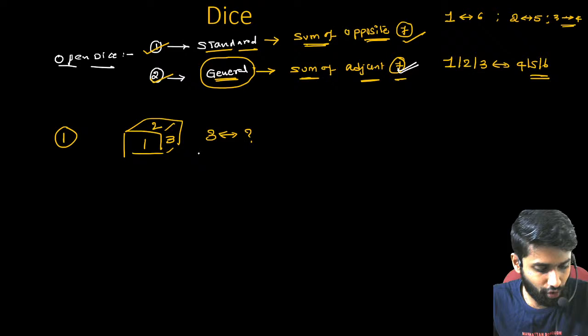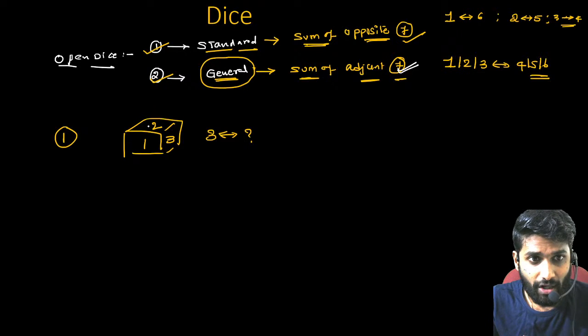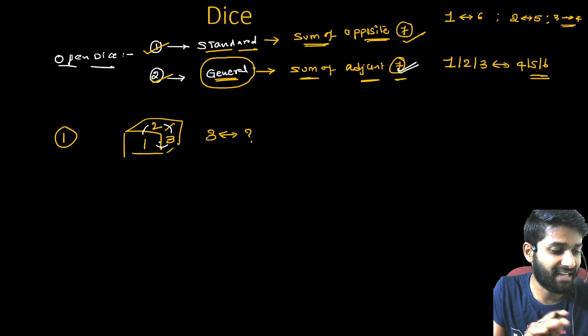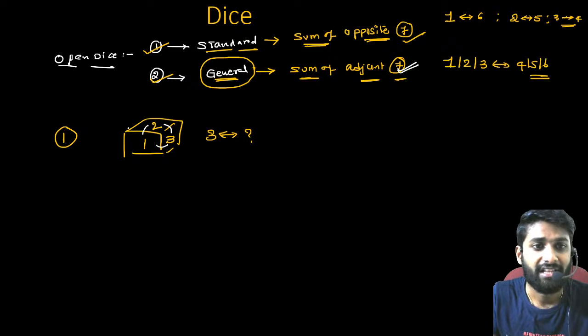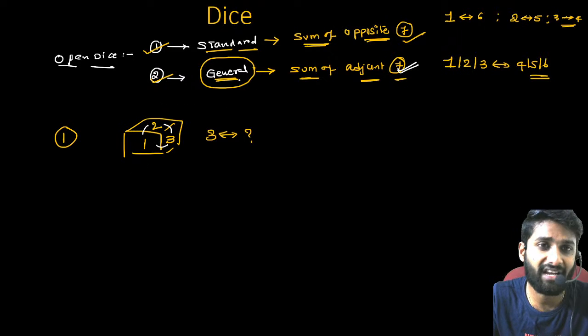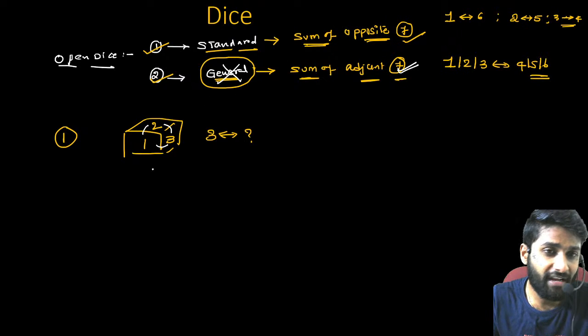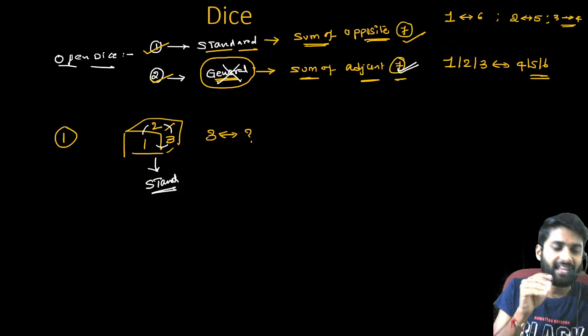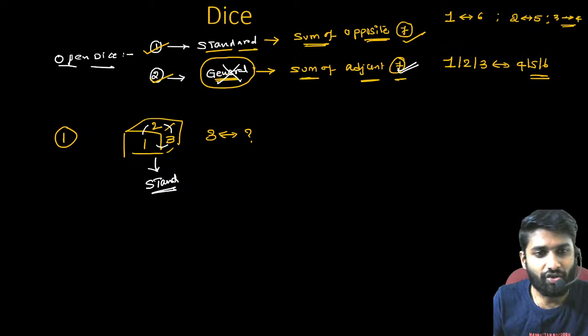Just go through the adjacent numbers. See, 2 plus 3 is equal to 5, 3 plus 1 is equal to 4, 2 plus 1 is equal to 3. If you see any adjacent numbers, there is no adjacent pair whose sum is 7. If no adjacent pair sums to 7, definitely that is not a general die. If it is not a general die, definitely the given die is a standard die. First, we need to fix whether the given die is standard or general. So then I can recognize that the given die is standard.